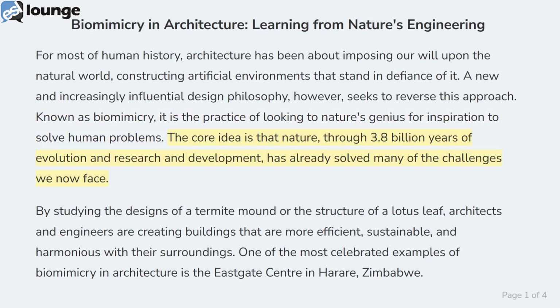The core idea is that nature, through 3.8 billion years of evolution and research and development, has already solved many of the challenges we now face. By studying the designs of a termite mound or the structure of a lotus leaf, architects and engineers are creating buildings that are more efficient, sustainable, and harmonious with their surroundings. One of the most celebrated examples of biomimicry in architecture is the Eastgate Center in Harare, Zimbabwe.